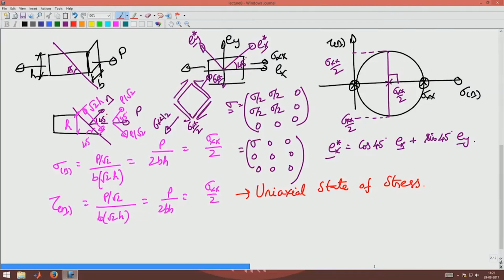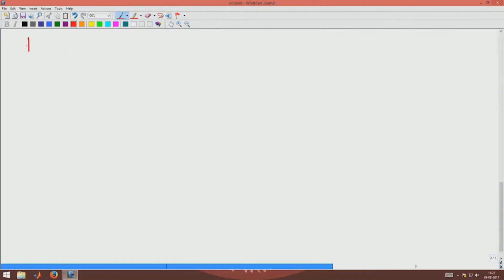Let us see what a hydrostatic state of stress is. If you immerse a body in a fluid, then it will be subjected to equal pressure on all surfaces, and such a stress state is called a hydrostatic pressure or hydrostatic state of stress.